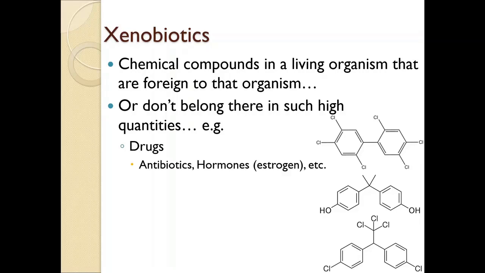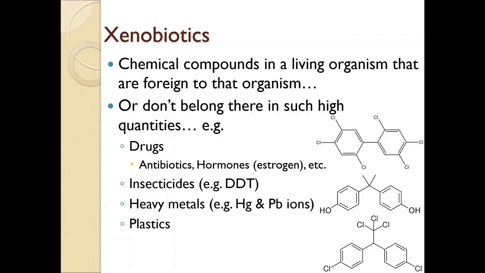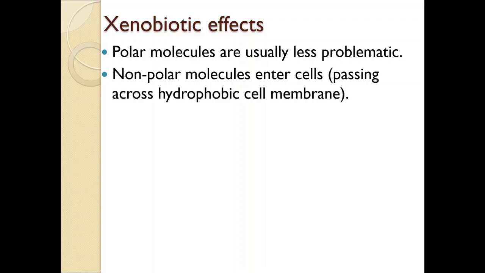Some examples of xenobiotics are drugs, antibiotics, hormones, insecticides, heavy metals, plastics, and food additives or other pollutants in the environment. Xenobiotics can have different effects on organisms depending on their properties. Polar molecules are usually not such a big problem because they can be flushed from the system, excreted in the urine, removed from the body.